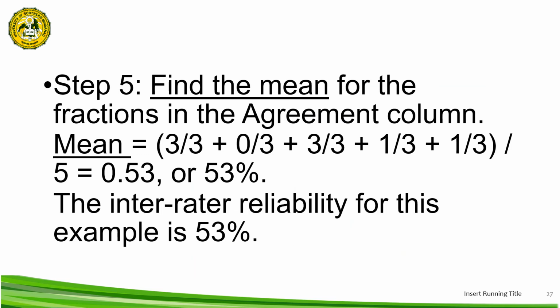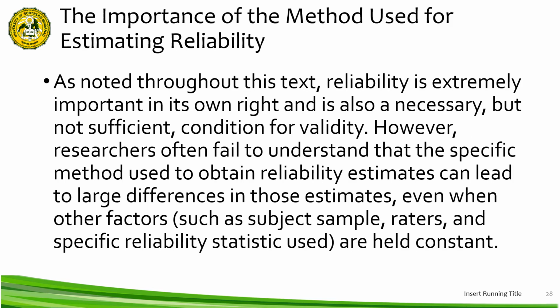Step 5, find the mean for the fractions in the agreement column. So the mean is equal to 3/3 plus 0/3 plus 3/3 plus 1/3 plus 1/3 divided by the number of agreements. We have 5 here, so it is equal to 0.53 or 53%. So the inter-rater reliability for this example is about 53%.